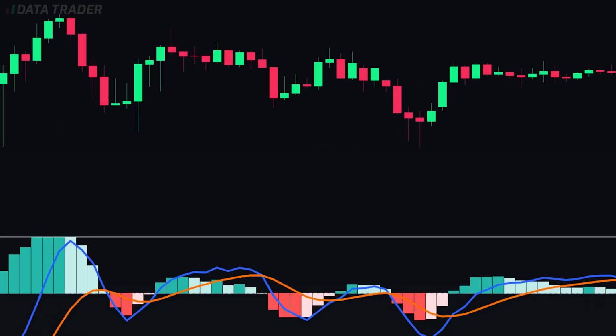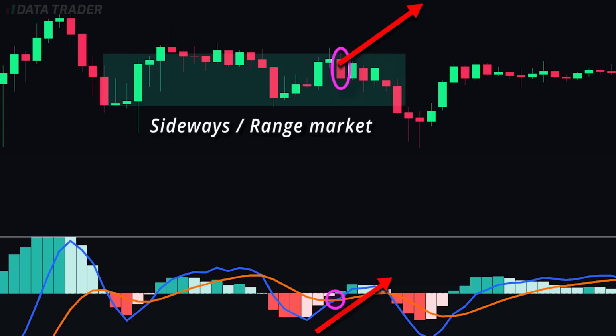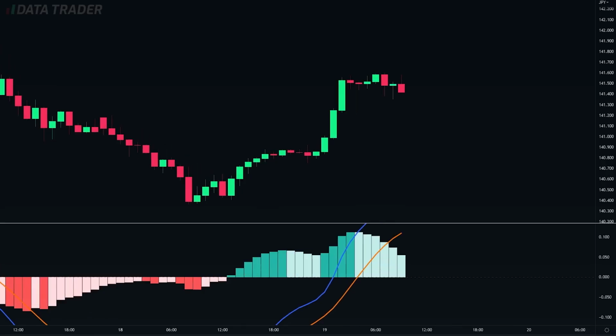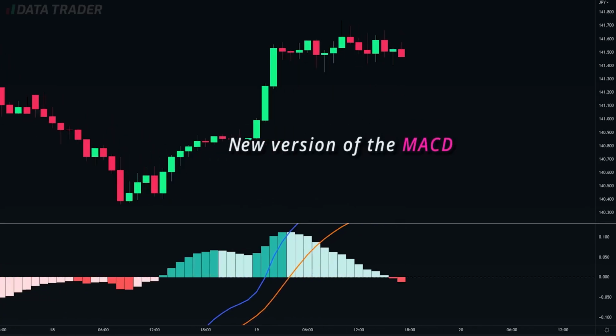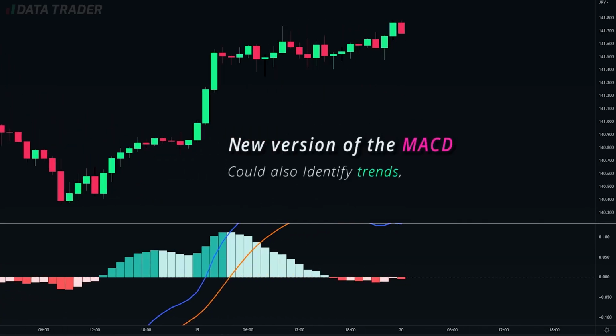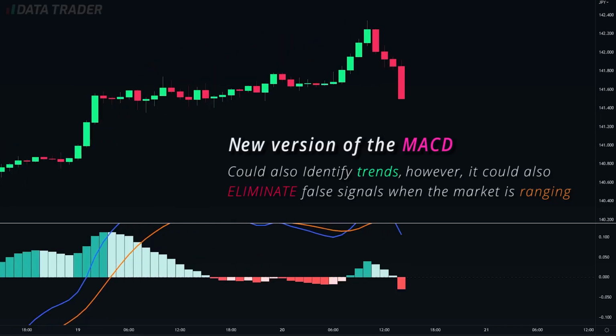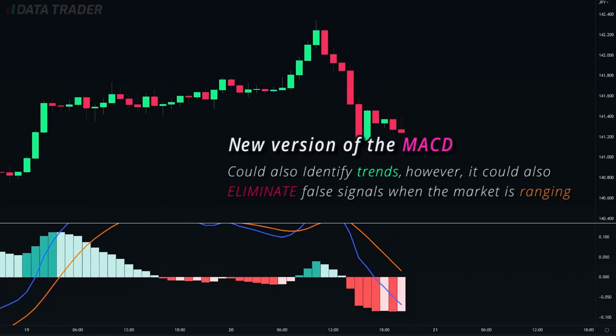We can see that the MACD is crossing upwards, which supposedly tells us that an uptrend is coming. However, because the market structure is moving sideways, it gave us a false signal and the market did not go up as expected. Now, over time, these false signals could accumulate and slowly wipe out your profits and could even bring your account towards the negative. And so, what if I told you that this new version of the MACD indicator could also help us identify trends? However, it could also eliminate these false signals for us when the market is ranging, therefore minimizing your loss.